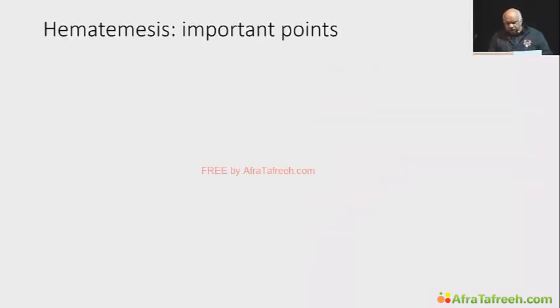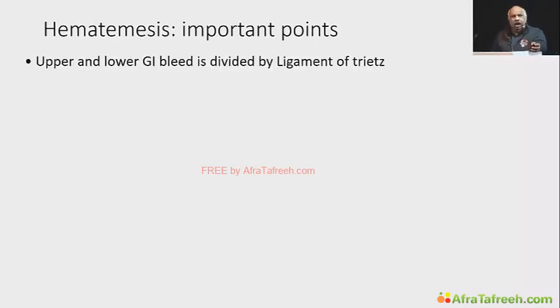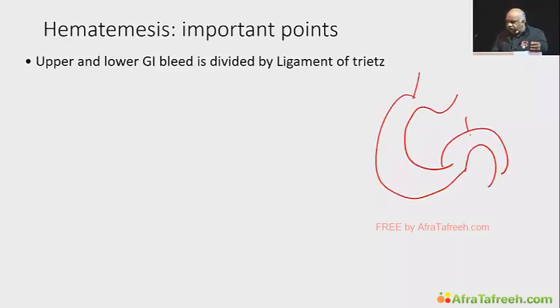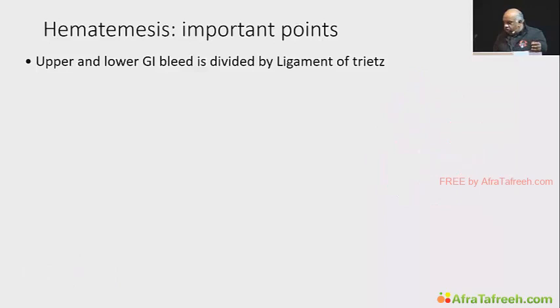Hematemesis points, I think I can quickly go through them. The one-liners. How are upper GI and lower GI bleed divided? By the ligament of Treitz. And where is the ligament of Treitz? It is at the duodenojejunal flexure. This is duodenum, this is jejunum. So this is the ligament of Treitz coming from the left crus of the diaphragm. So upper and lower GI bleed are divided by the ligament of Treitz.